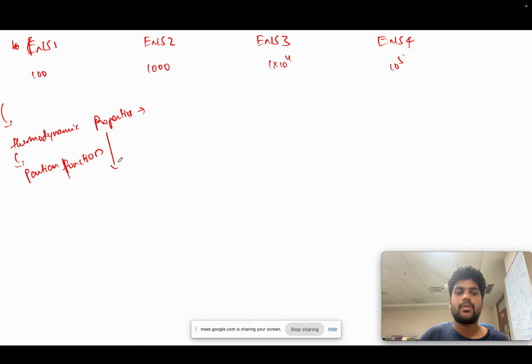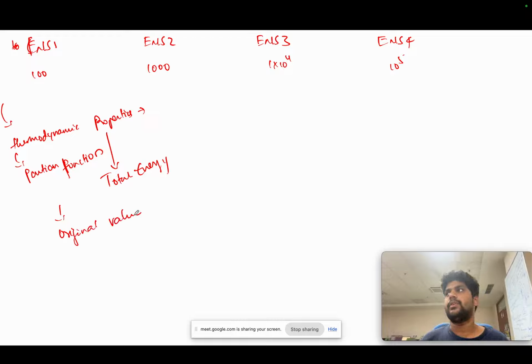So here the thermodynamic property is total energy. We need to get these values, right? That is our end goal. And you can get the original value, say with respect to the experimental papers or the experiment which is going, because this is all the simulation you are talking about. So we can get it only if the probability is more.